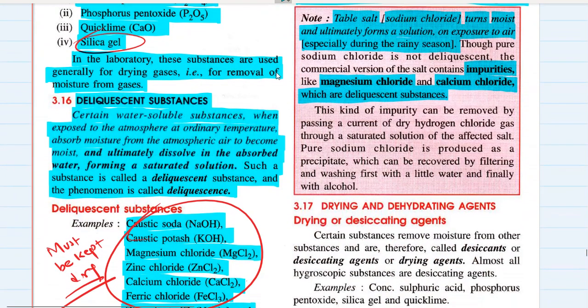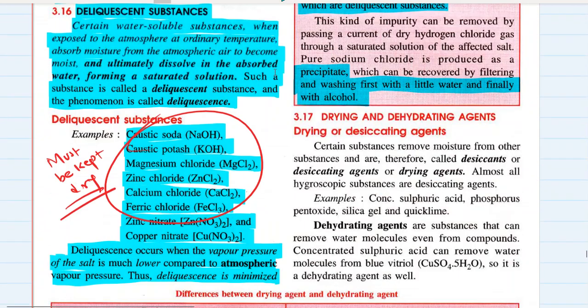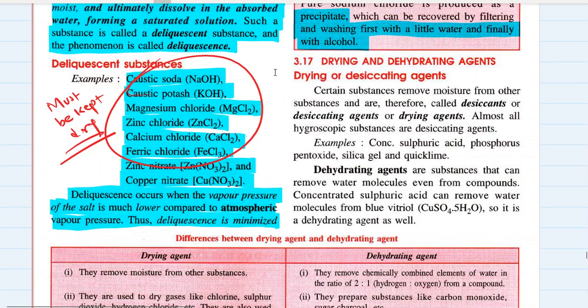So these kinds of impurities can be removed by passing a current of dry hydrogen chloride gas through a saturated solution of the affected salt. Pure sodium chloride is produced as a precipitate, which can be removed by filtering and washing, first with a little water and finally with alcohol. Not a home remedy. This is the remedy for a chemical lab. So don't try it at home.